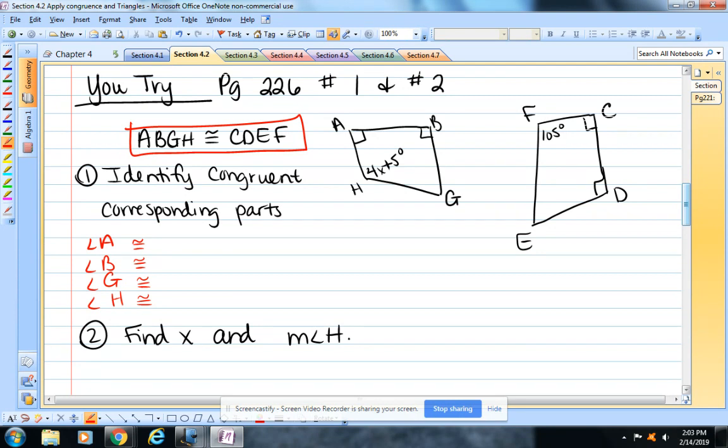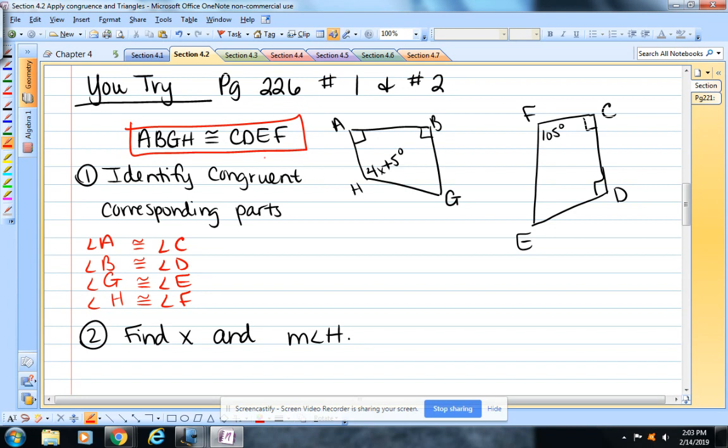All right, it says to identify all the congruent corresponding parts. So angle A is congruent to what angle? Angle C. Angle B is congruent to what angle? D. Angle G is congruent to, and angle H is congruent to. All you had to do is look at the names and match them up to the one that's in the right spot, the same spot, correct?